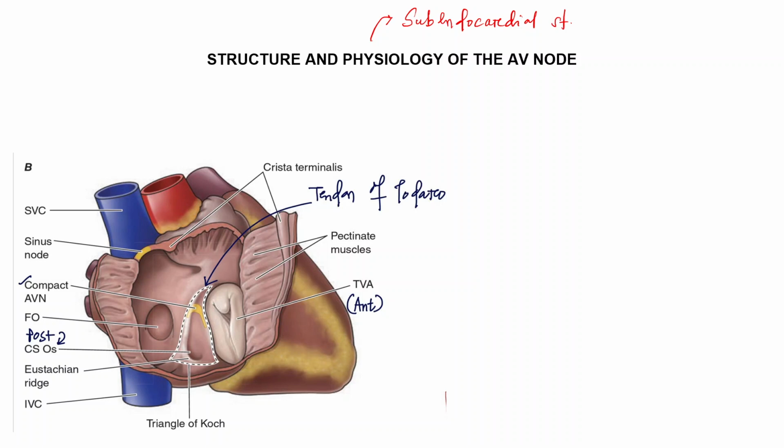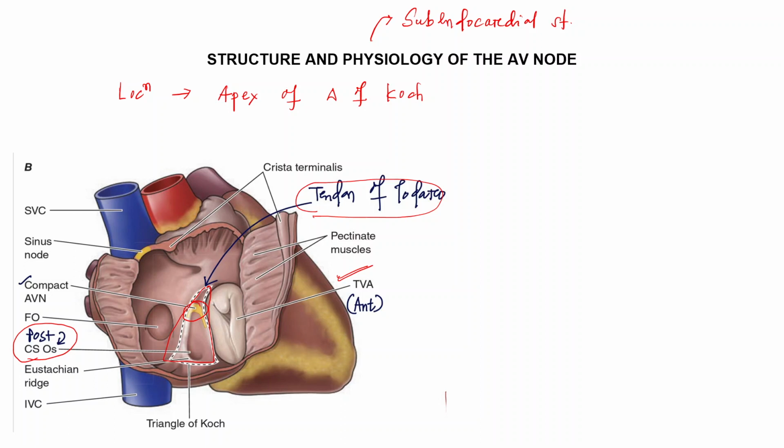The next point is the location. The location of the AV node is at the apex of the triangle of Koch. If you don't know what the triangle of Koch is, you can see here there is a triangle and there are three boundaries. Anteriorly you find the tricuspid valve annulus. Posteriorly there is the coronary sinus ostium, and superiorly there is the tendon of Todaro. These are the boundaries of the triangle of Koch, and at the apex of it there is the AV node. You can see here, this is the AV node.